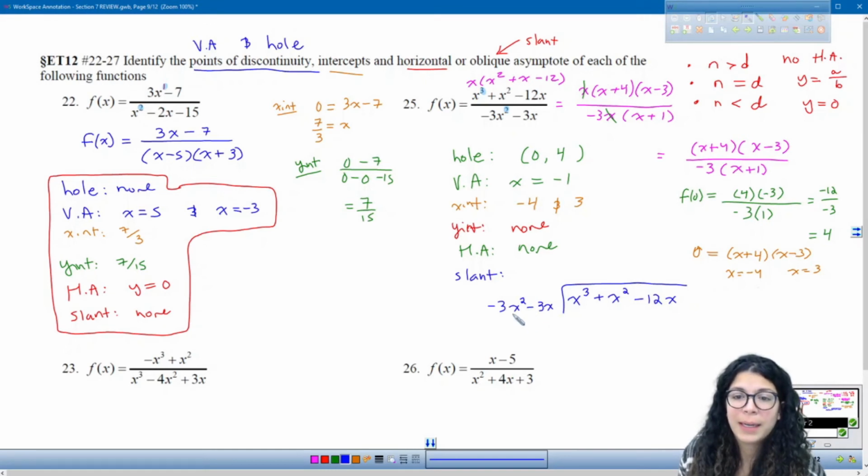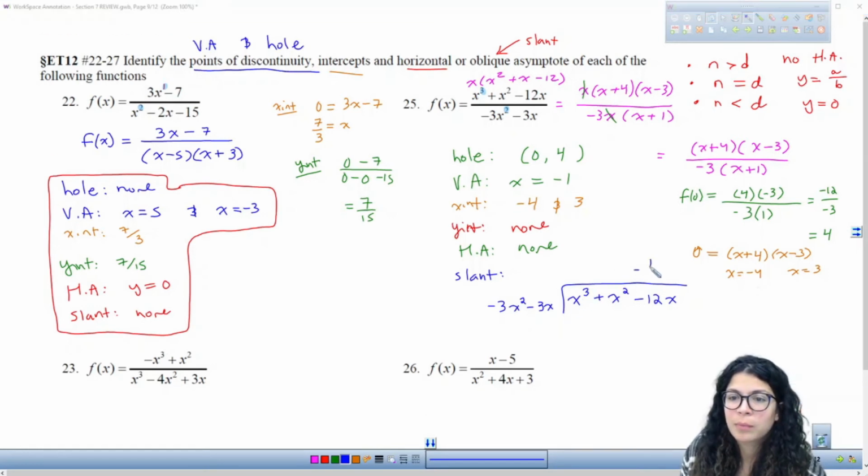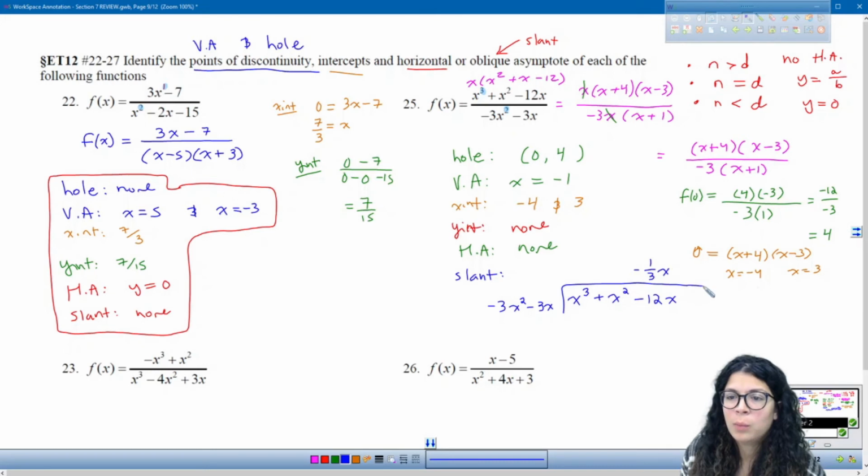And I would have to multiply negative 3x squared by negative 1/3 x to get x cubed. Oop, I almost forgot to put the 0 placeholder. There's no constant. So you could also find that by dividing, right? 1x cubed divided by negative 3x squared is negative 1/3 x. Now, negative 1/3 x times negative 3x squared will be 1x cubed, and negative 1/3 x times negative 3x will be positive 1x squared.